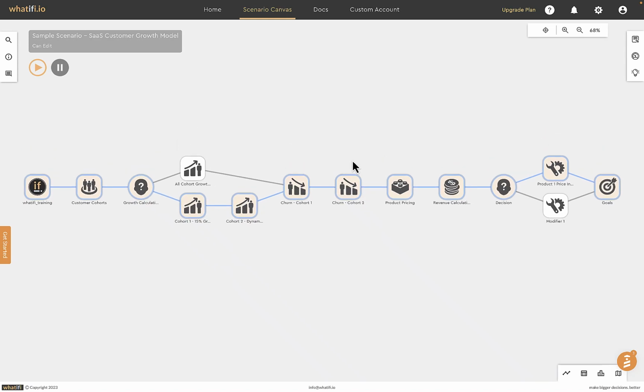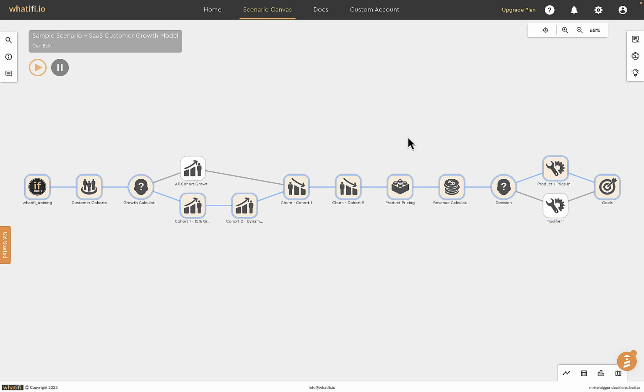Hey, this is John from whatifi, and in this fictional example, we're going to model out a software as a service customer growth model. In this model, we're going to look at two different growth models with different percentages. And let's pretend this company is also looking at pitching investors, so as they're modeling out growth, they're also looking at some potential price increases for their software in the future. And we're going to use modifiers to model out those two different scenarios.